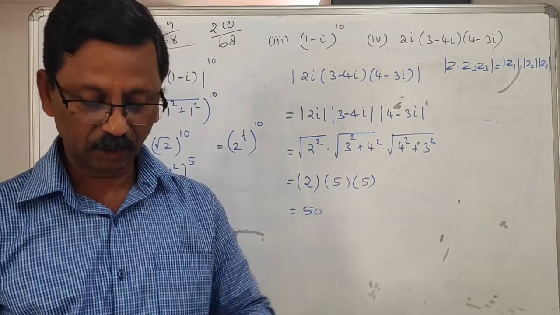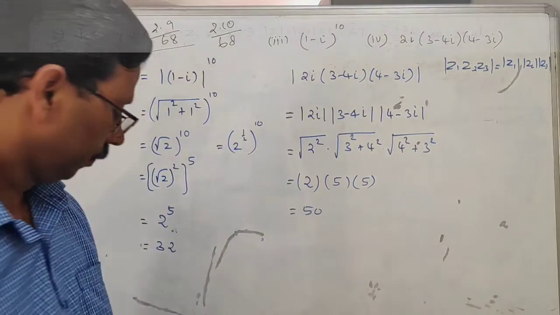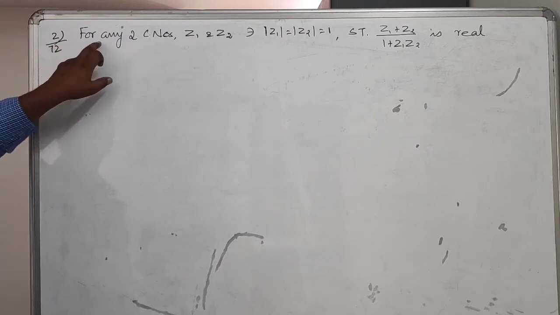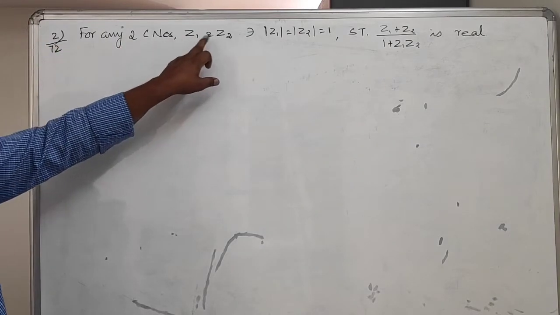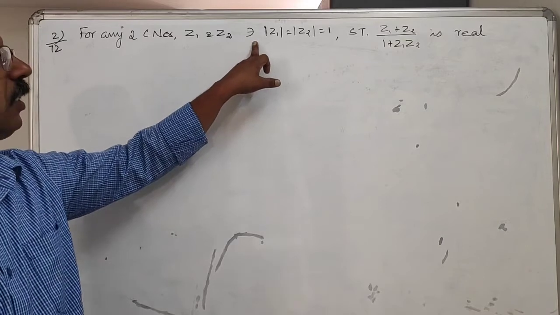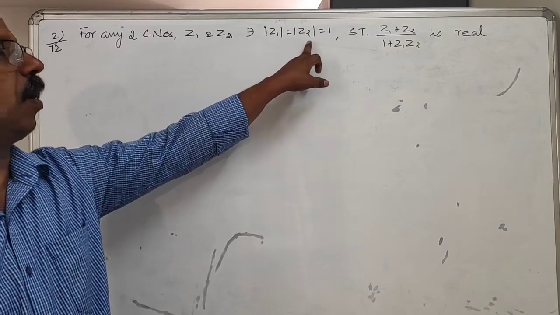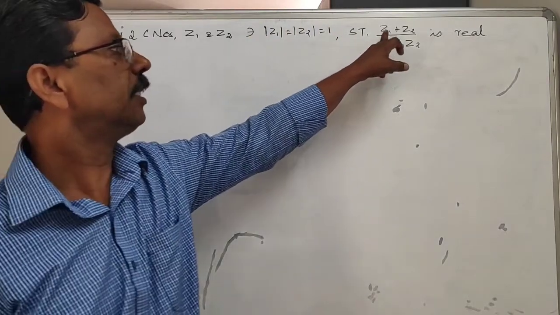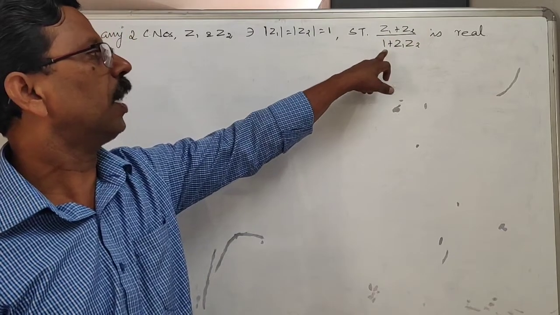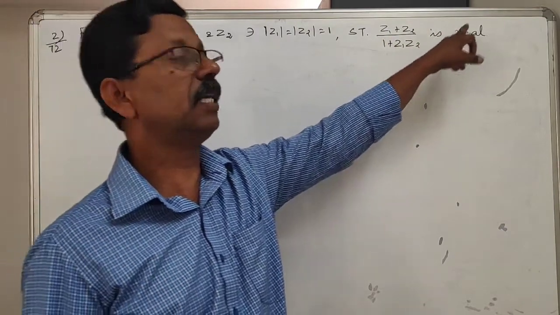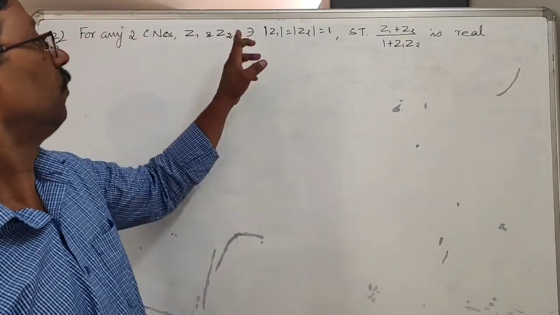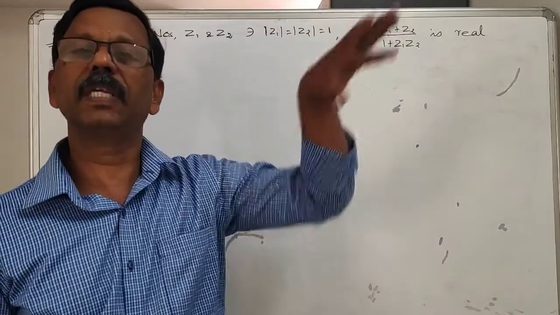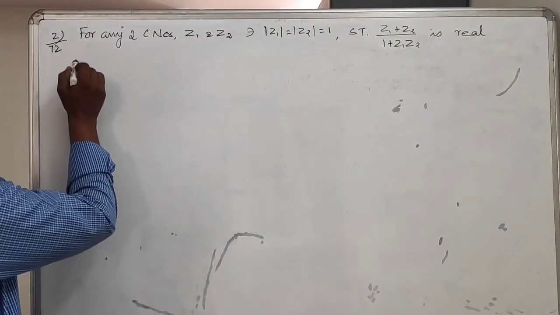Now, next we can go to the next problem, the exercise. Problem number 2 given at page number 72. For any two complex numbers Z1 and Z2 such that modulus Z1 is equal to modulus Z2 is equal to 1, this is given, then we have to show that Z1 plus Z2 by 1 plus Z1 into Z2 is real. Now, if Z1 and Z2 are complex numbers, this expression is also a complex number. Therefore, we can take it as a complex number.